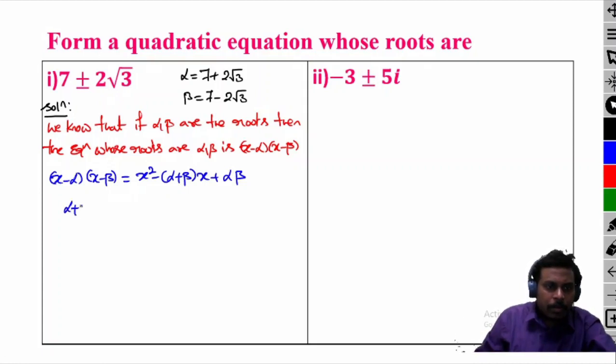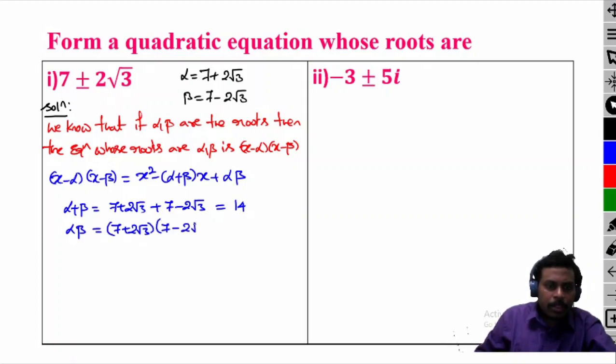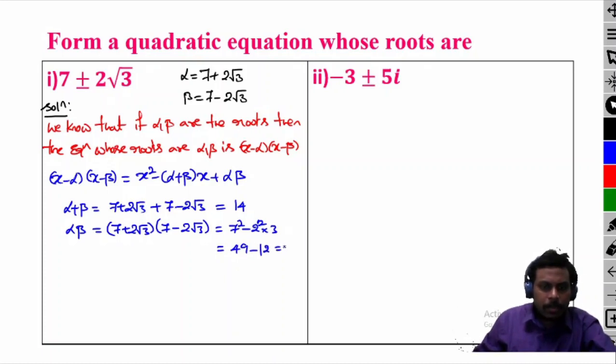Now let us find out what is alpha plus beta, that is 7 plus 2 root 3 plus 7 minus 2 root 3, that is equal to 14, and alpha beta is equal to 7 plus 2 root 3 into 7 minus 2 root 3, that is equal to 7 square minus 2 square into 3, that is 49 minus 2 square is 4, 4 into 3, 12, that is equal to 37.